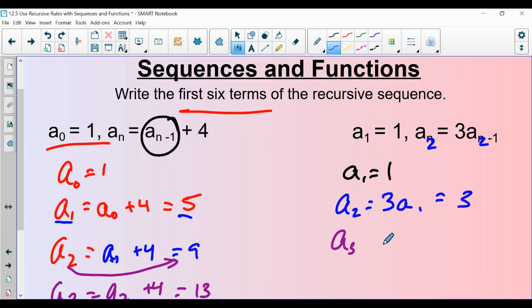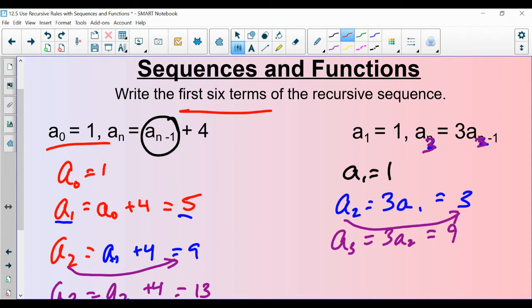Moving on, the next term I would want to know is a sub 3, so I'm plugging a 3 in for that n and a 3 in for that n. 3 minus 1 is 2, so it ends up being 3 times a sub 2. A sub 2 we found out was 3. 3 times 3 is 9.